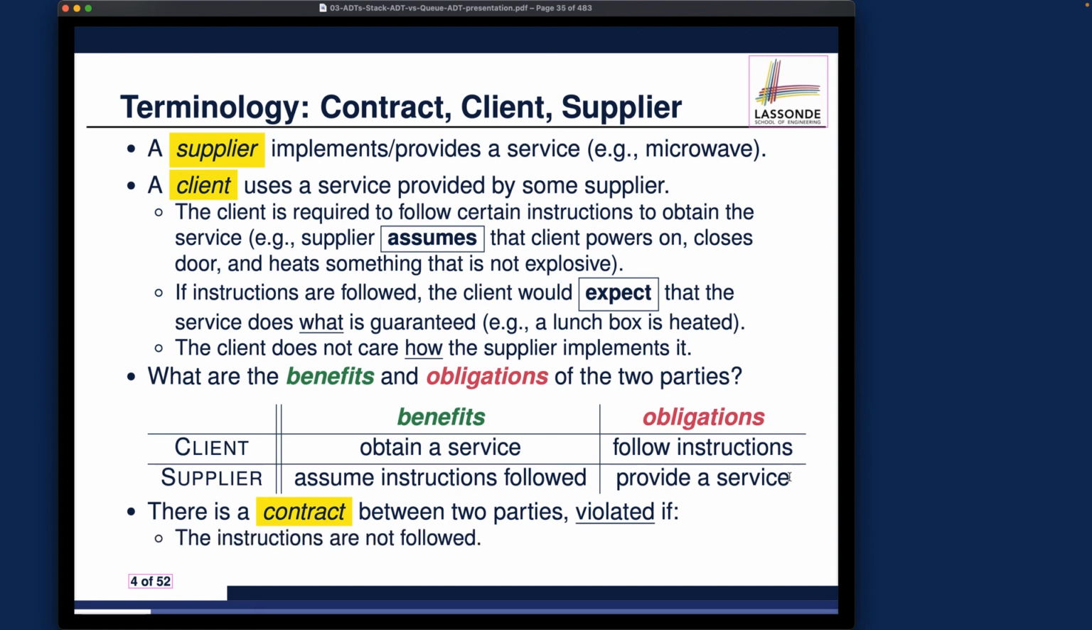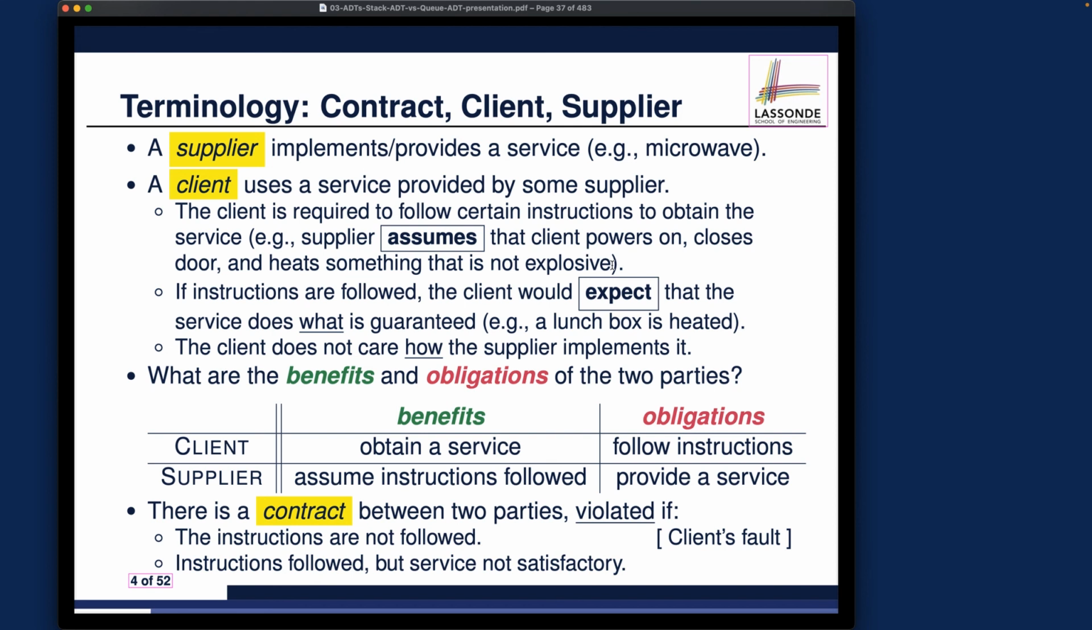What if the instruction is not really followed? Which side's fault is that? Well, it should be the client's fault, right? Because the client is assumed to follow all the instructions for the microwave usage. And what about the other scenario where the contract could be violated? In that case, if the instruction is followed by the client, but the service is not satisfactory, maybe I heat up the lunchbox, but somehow the lunchbox still remains cold or not hot enough, it would be the supplier's fault, right?